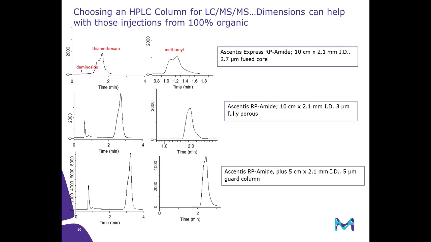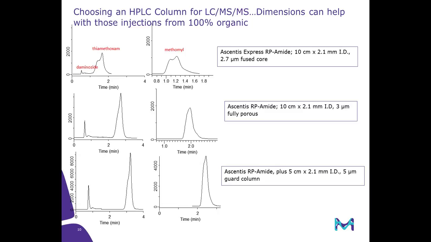But what we found was when we switched to an amide made from a fully porous particle, that's one that does not have that solid core, we got a little bit better peak shape, most likely due to the fact that the fully porous particle could accommodate this slug of organic a little bit better, and also we got better mixing.